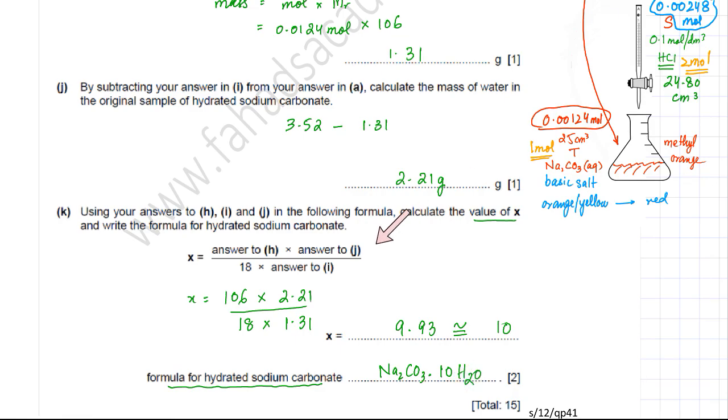There wasn't a lot of thinking or understanding going into this last part because they gave you this formula, so you just need to plug in the values without worrying about how X is found. So we are able to find X using this formula, which comes out to be equal to 10. So in this hydrated salt, for every 1 sodium carbonate, there are 10 water molecules in the crystal of this hydrated salt.